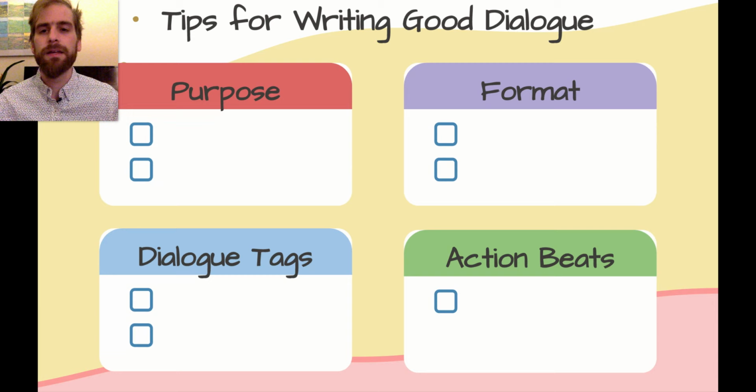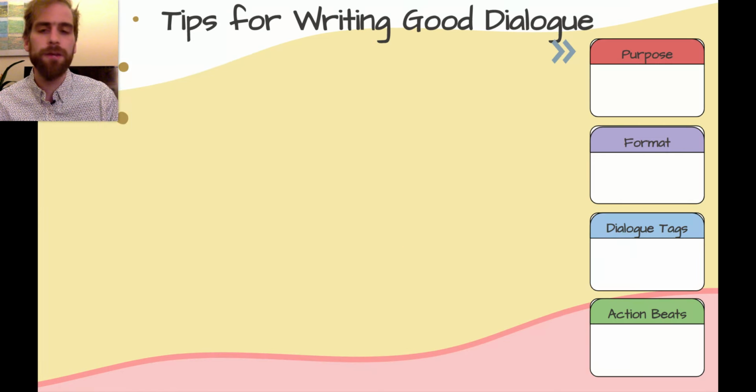One is that all dialogue should have a purpose. Two, the format of the dialogue has to be a certain way and be consistent through your story. I'm going to recommend that you use dialogue tags and action beats. Let's spend a little bit of time thinking about, and I'll spend a little bit of time explaining what each of these is. So starting with purpose.